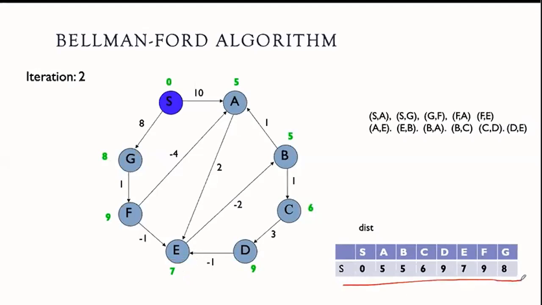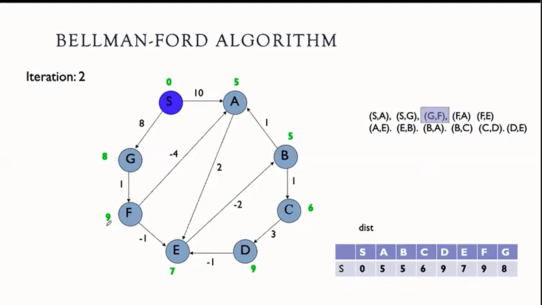Next, again in the second iteration, we have to consider all the edges and check whether distances can be updated. You have to consider one by one all the edges and check whether distances will vary or not. S to A. Distance of A is now 5. Consider edge S to A. 0 plus 10 is greater than 5. No need to update. S to G. Already 8 is there. 0 plus 8 is 8. So it will remain 8.